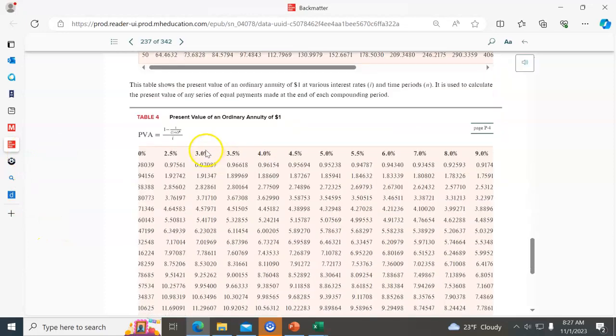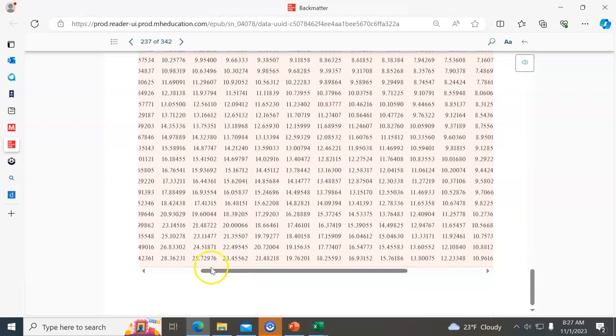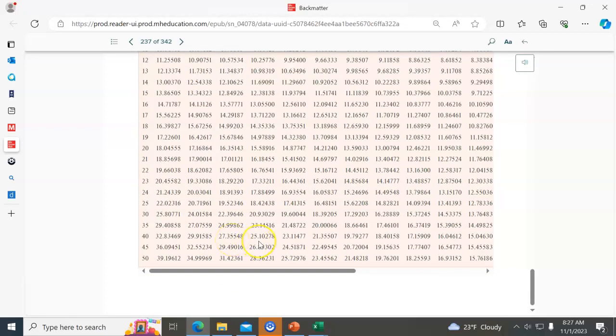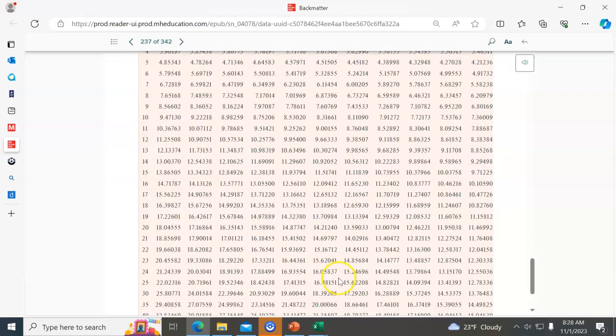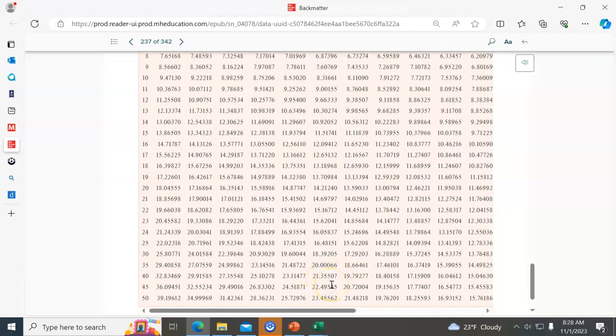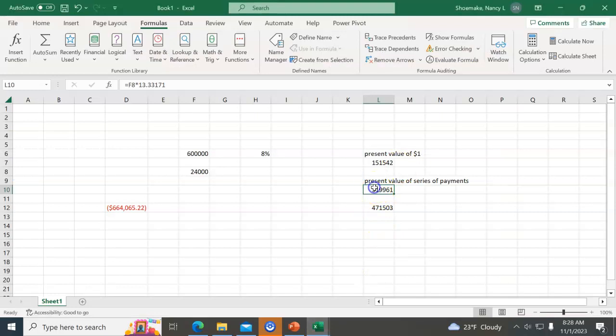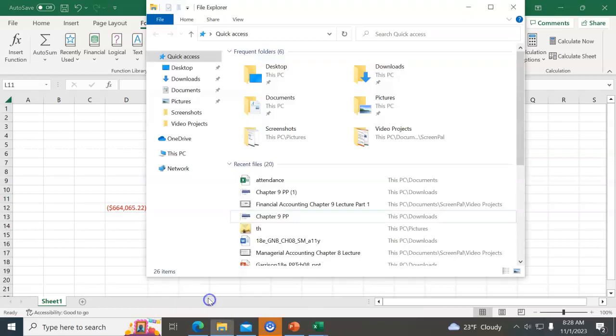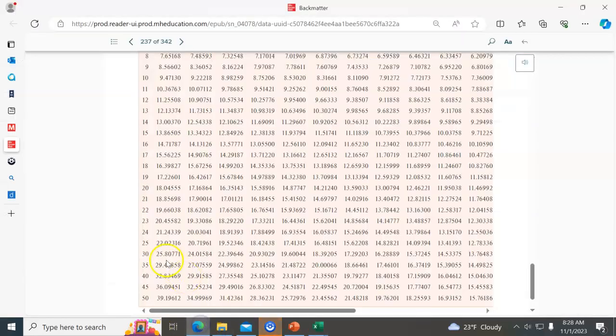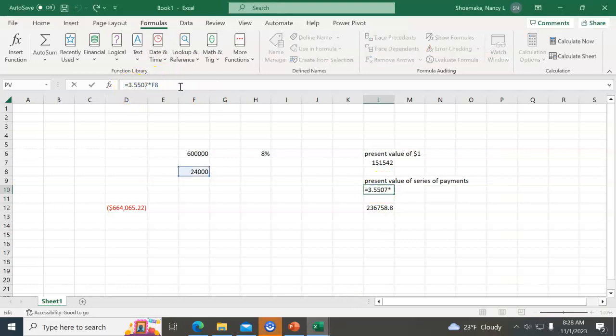The annuity, 3.5% for 40 years. Is it 25.10? No, 3.5% is this one. 21.35507. This one will be 21.35507. Is that what I said? Times 24,000. No. What did I do wrong there? Okay. 21.35507. And then you add them up, 664.